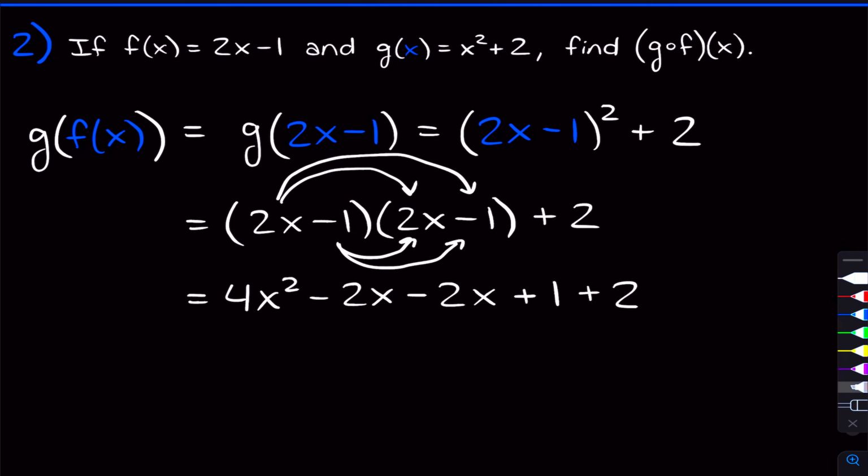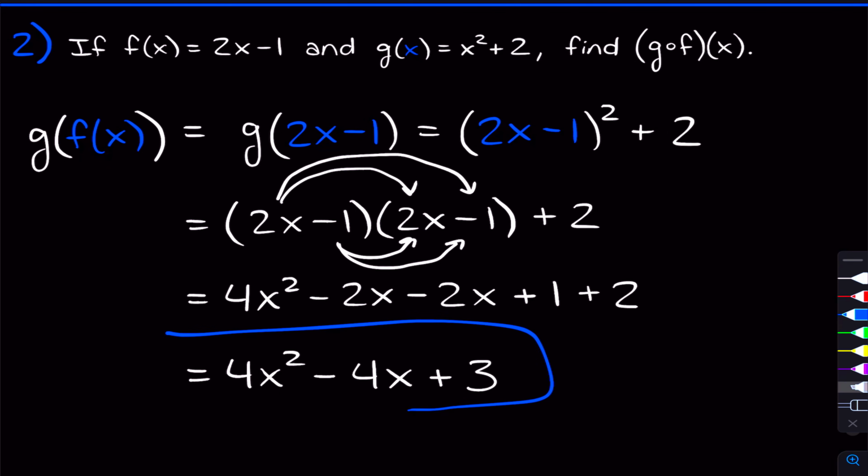So now that we have all this, we can combine like terms and we'll have our answer. We don't have any other x squared pieces other than that 4x squared, so we're just going to leave that 4x squared there. And then we have negative 2x minus 2x. That's going to give us a negative 4x. And we have 1 plus 2, that's going to be a plus 3. And right there, that is our answer for problem 2.